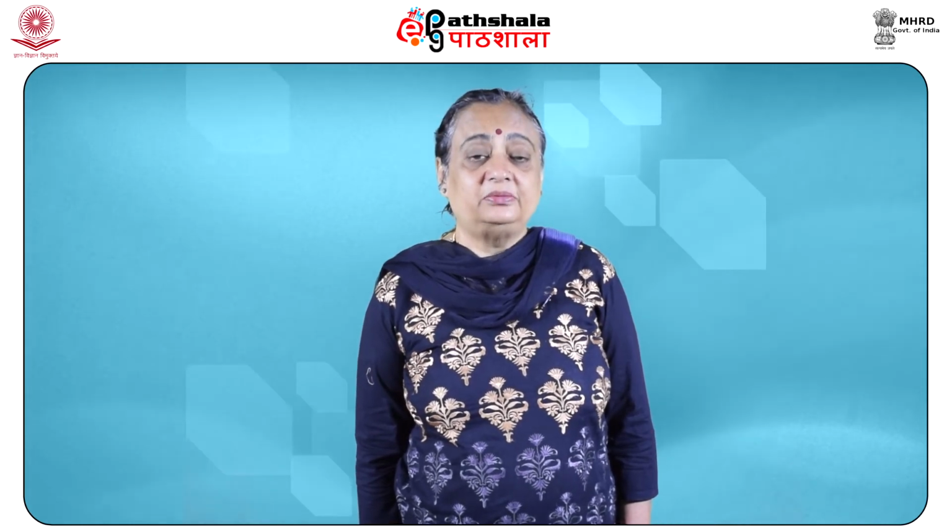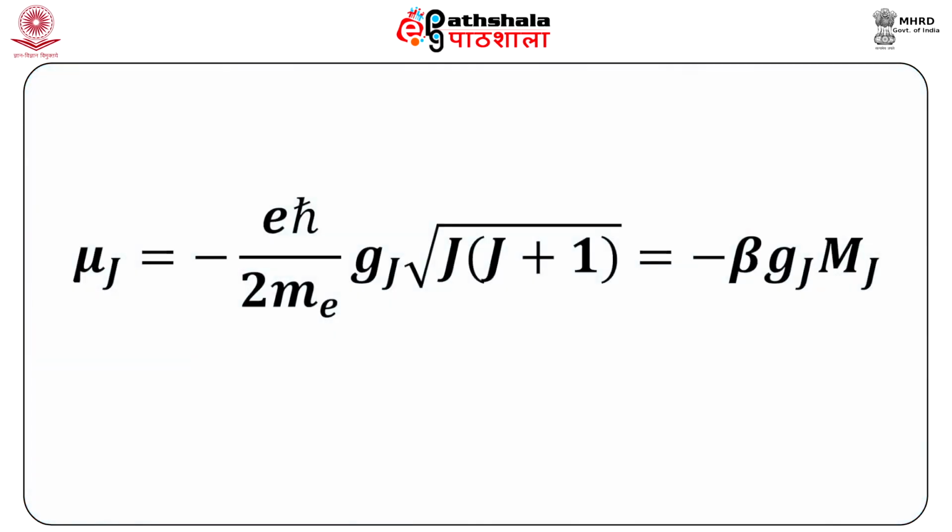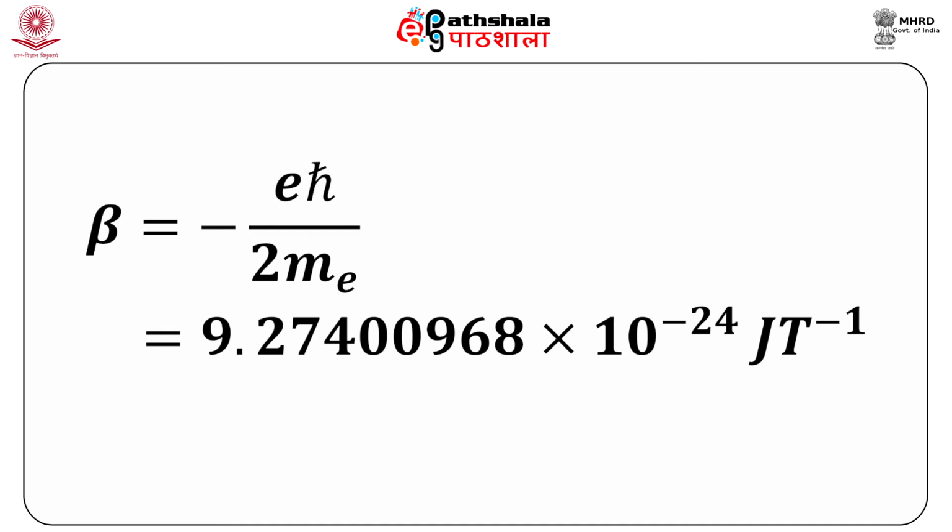That is, the magnetic moment due to J, which we will call mu J, is equal to minus e h-bar, where h-bar, as you know, is Planck's constant divided by 2 pi, divided by 2 times the mass of the electron, and then you have gJ. gJ is a constant which gives the degeneracy of a level, times the square root of J into J plus 1, and this is generally written as minus beta gJ into mJ, where beta is equal to e h-bar over 2 m e. It is a combination of fundamental constants, so we can find out its value. It is called the Bohr magneton, and its magnitude is 9.274000968 times 10 raised to the power of minus 24 joule per Tesla.